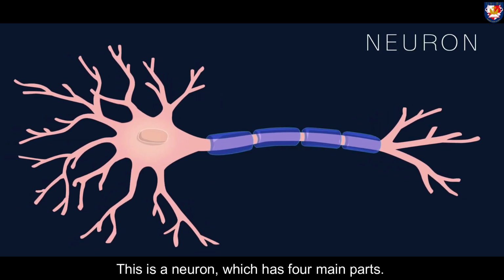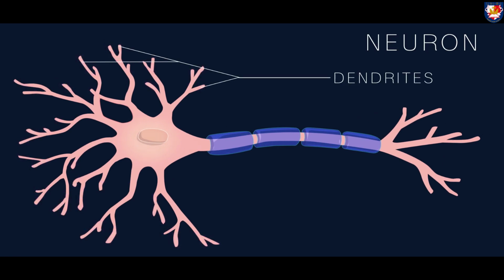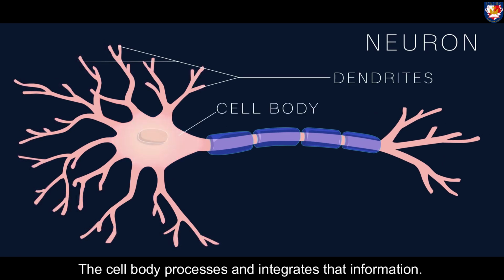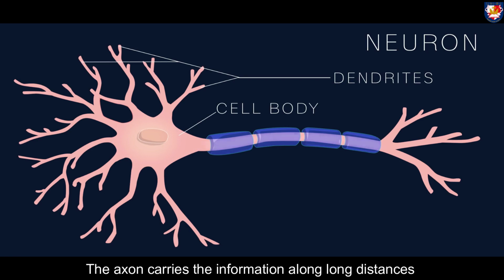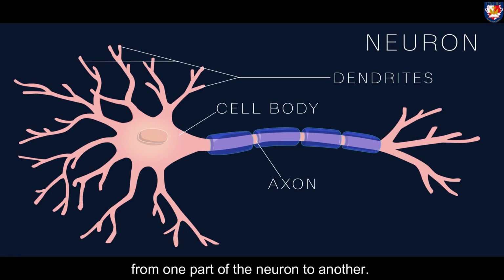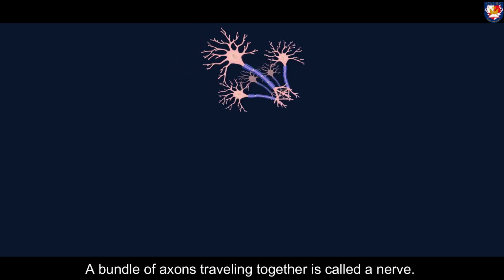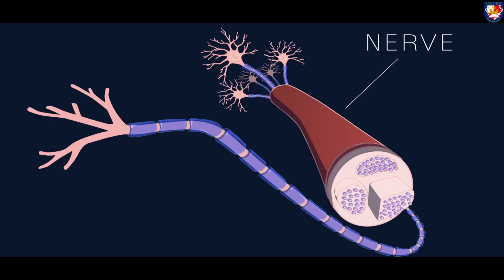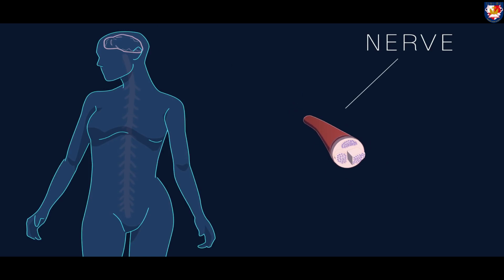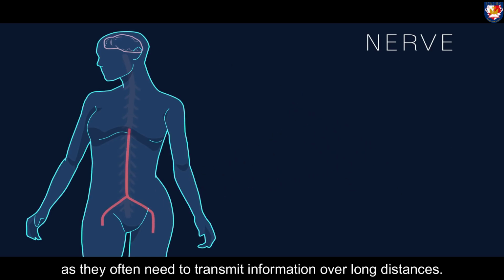This is a neuron, which has 4 main parts. The dendrites receive information. The cell body processes and integrates that information. The axon carries the information along long distances from one part of the neuron to another, and the axon terminals transmit the information to the next cell in the chain. A bundle of axons traveling together is called a nerve. Nerves can be very long, as they often need to transmit information over long distances.